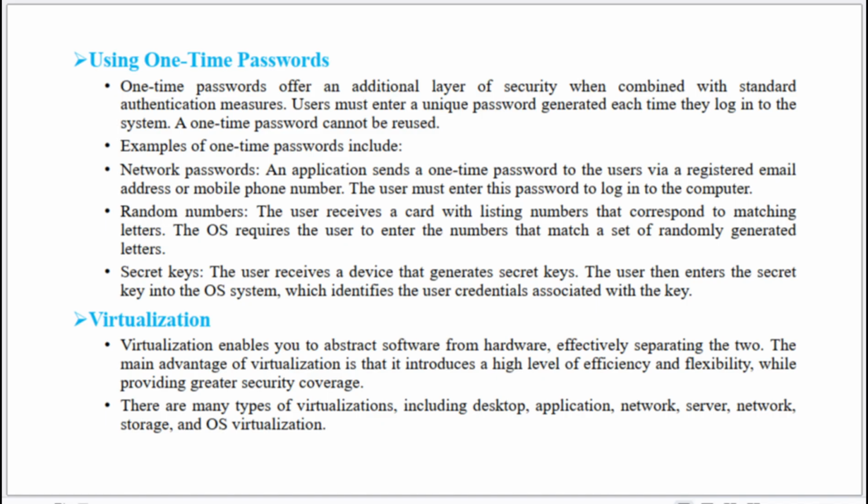Random numbers. The user receives a card listing numbers that correspond to matching letters. This requires the user to enter the numbers that match a set of randomly generated letters. Secret keys. The user receives a device that generates secret keys. The user then enters the secret key into the system, which identifies the user credentials associated with the key.